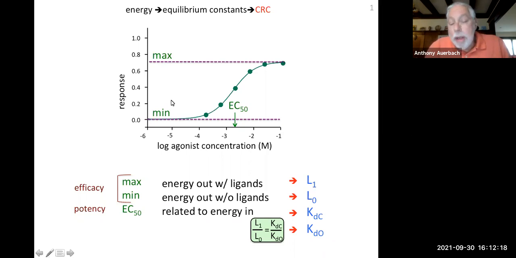Now, minimum is very difficult to measure because it's so small. But later in the talk, I'm going to give you a very simple way to measure the minimum that should be easily applied. So we have all four equilibrium constants.